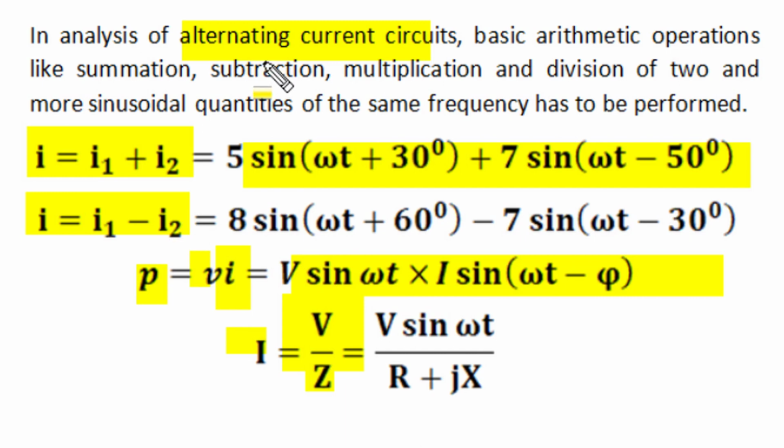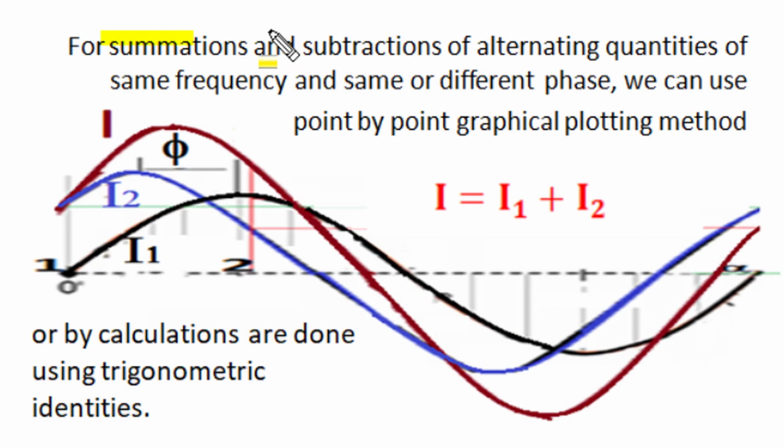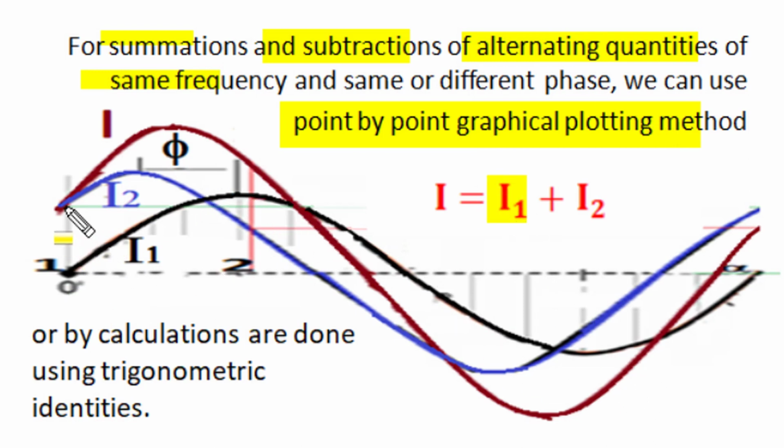And that is phasor representation. For summation or subtraction among two or more alternating quantities of the same frequency and same or different phases, we can use the point by point graphical plotting method. Here we have this black curve I1 current and this blue wave I2 current, and we have to find the summation of those two currents.